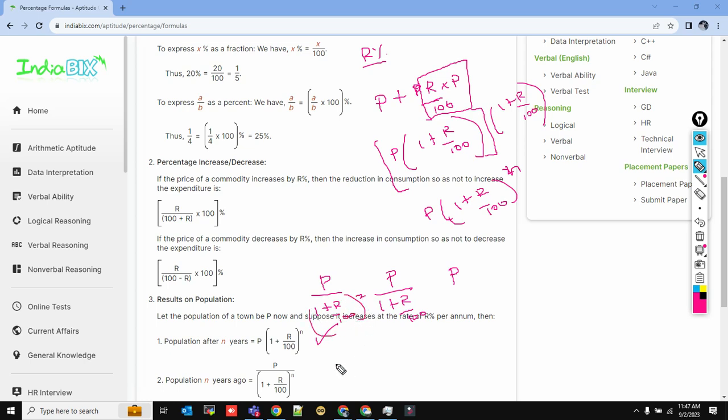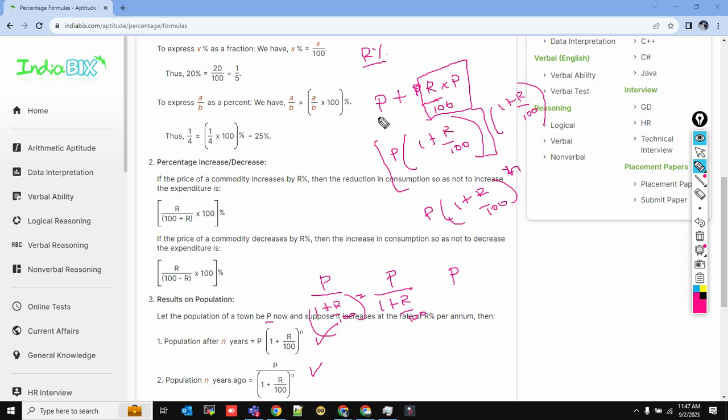Okay, so this will be the principal n years ago. Now suppose it increases at a rate. I told you, principal, you can take it as the population of a town. The population of a town increases at this rate, this will be the principal.